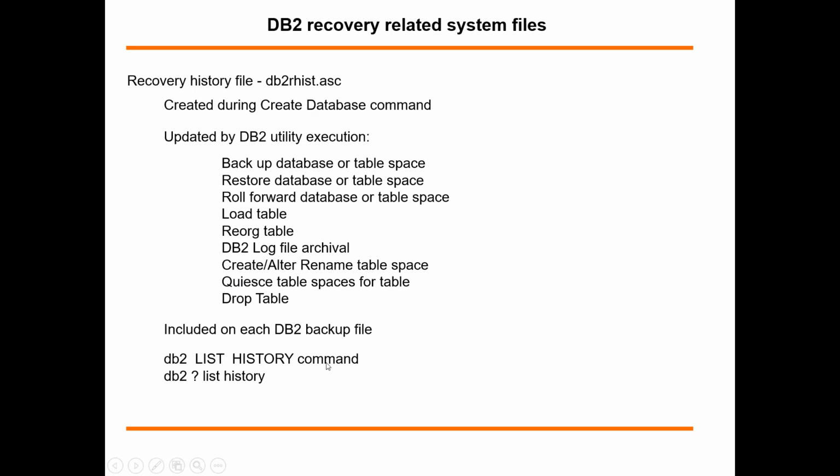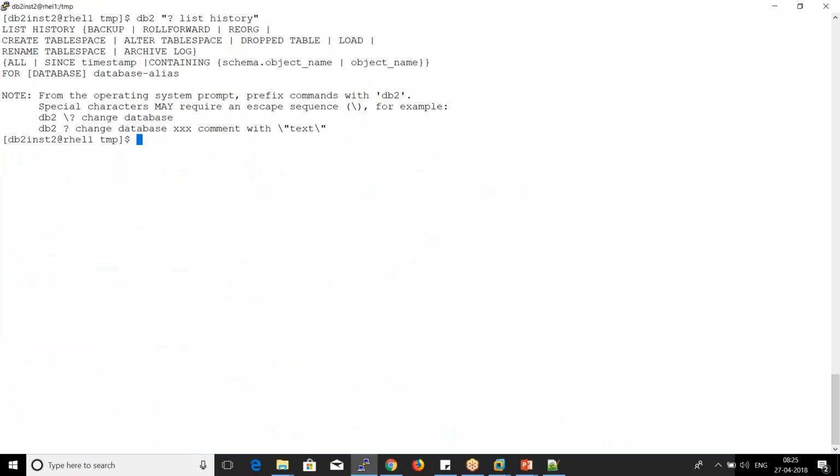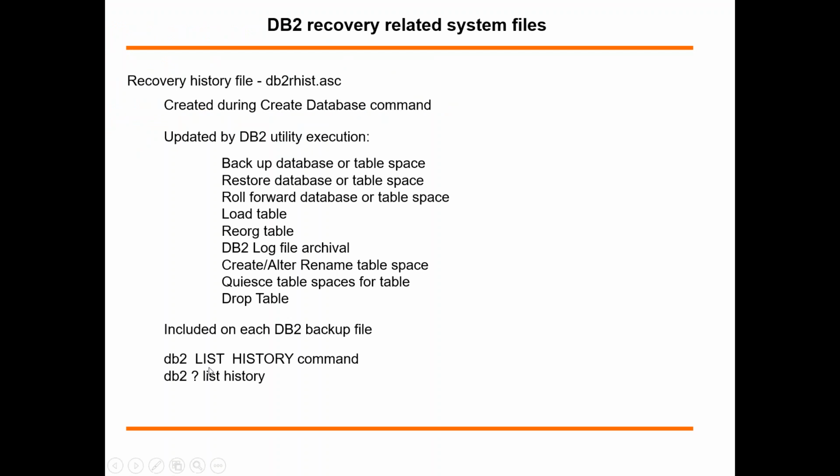I can see the history of DB2 backups. I can simply say DB2 list history. We can explore this command during our lab time. You can see the history of the backups taken and history of the roll forward. If you do any reorg, all that information you can get. I can also get the backups taken since a specific timestamp, and backups that include a specific table or object, right?